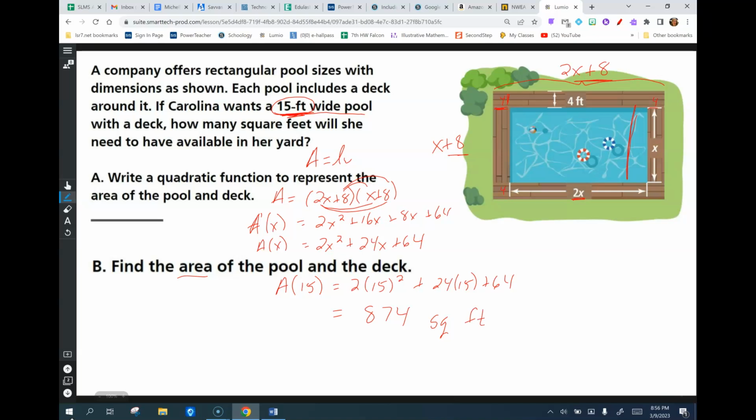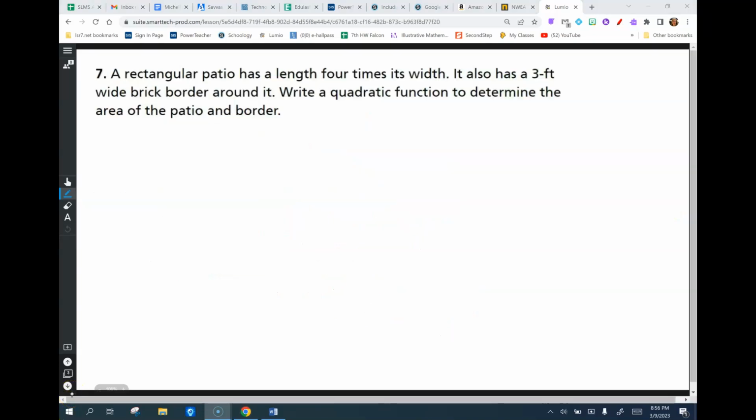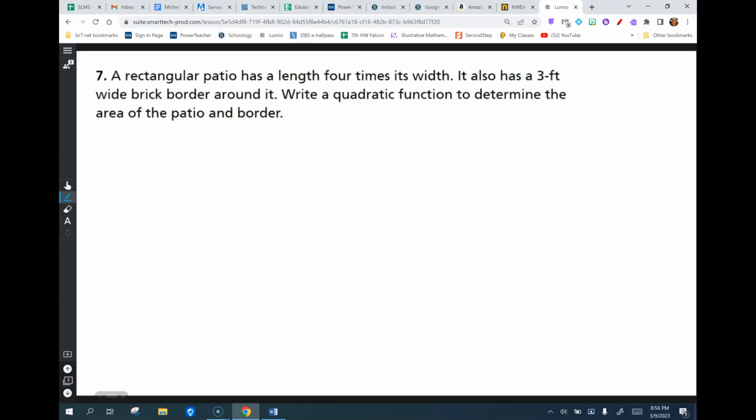So this just shows one way that you can use quadratic functions to answer questions. So the next one is one of it. Usually this is at the end of all of your notes, and I just put it up here. So you'll notice the numbers are kind of weird when you look at your worksheet. So a rectangular patio has a length 4 times its width. It also has a 3-foot wide brick border around it. Write a quadratic function to determine the area of the patio and the border. So all it wants us to do is find the quadratic function. We don't even have to find the area this time because it doesn't give us enough.